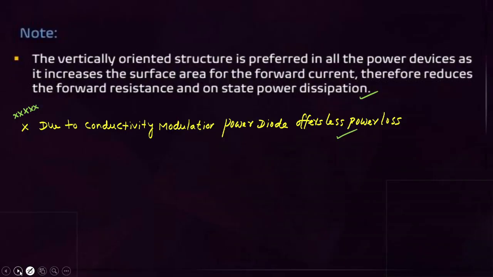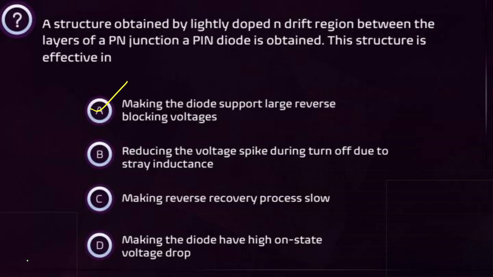These two points are very important. And because of the vertically oriented structure also, the power losses are less. Very important, students: the vertically oriented structure does not support the high blocking voltage. The N minus layer only supports the high blocking voltage. Mainly you have to concentrate on these points.